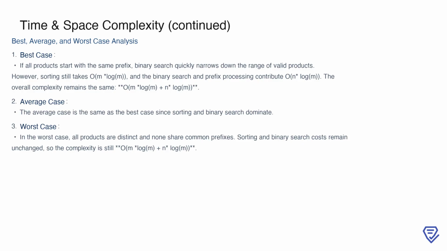In the average case, the performance is similar because sorting and binary search dominate the cost. Even in the worst case, where all products are distinct and no common prefixes exist, the sorting and binary search operations remain unchanged. This means the overall complexity is still O(M log M + N log M), consistently efficient regardless of the input distribution.